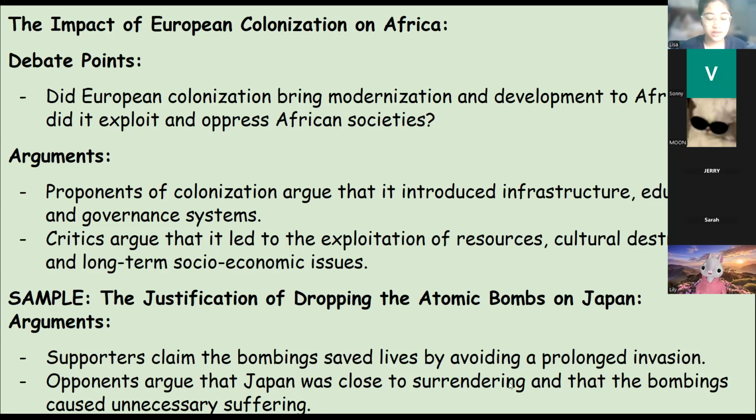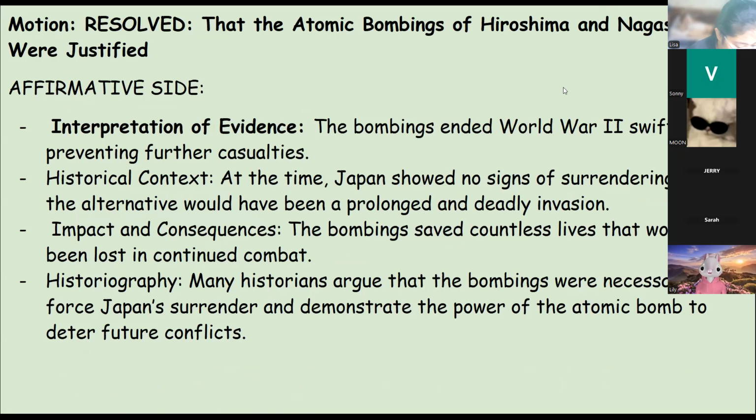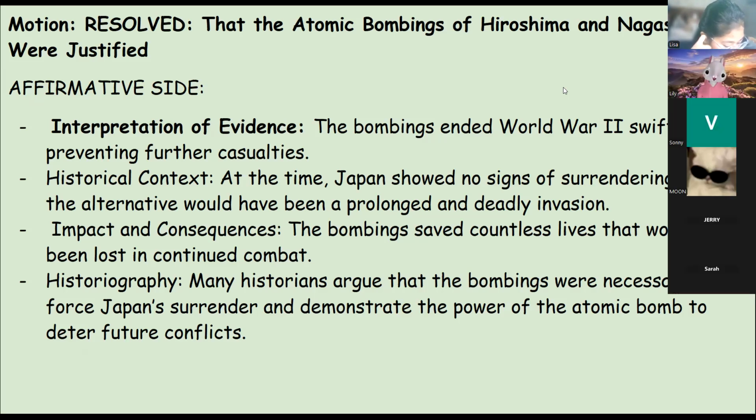Okay, let's read the resolved motion, which is that the atomic bombing of Hiroshima and Nagasaki was justified. Okay, so can someone tell me what is the interpretation of the affirmative side? You will read the interpretations of evidence, historical context, impact and consequences, and historiography. Can someone read it for me? I will ask Lily. Yeah, you can read for me the affirmative side.